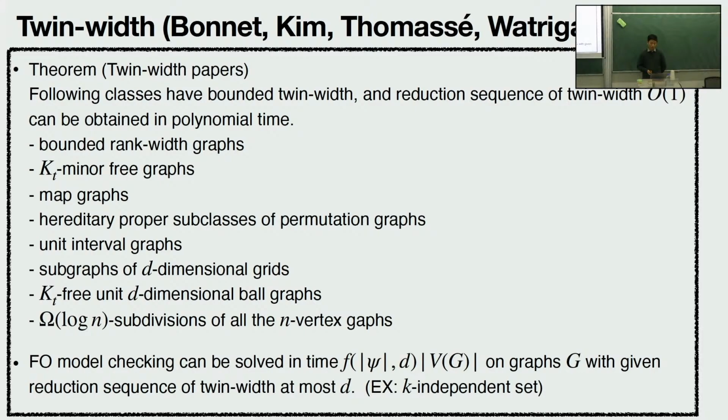The constant here depends on t and the formula, and the dependence on n is O(1). So k is considered as some fixed constant. If you formulate k-independent set as a formula, then the bounded twin-width is a constant, right? Yeah, constant. And how does this constant depend on, for example, t? They gave something like 2 to the some t in the paper. So it depends on t, of course, and it's that big.